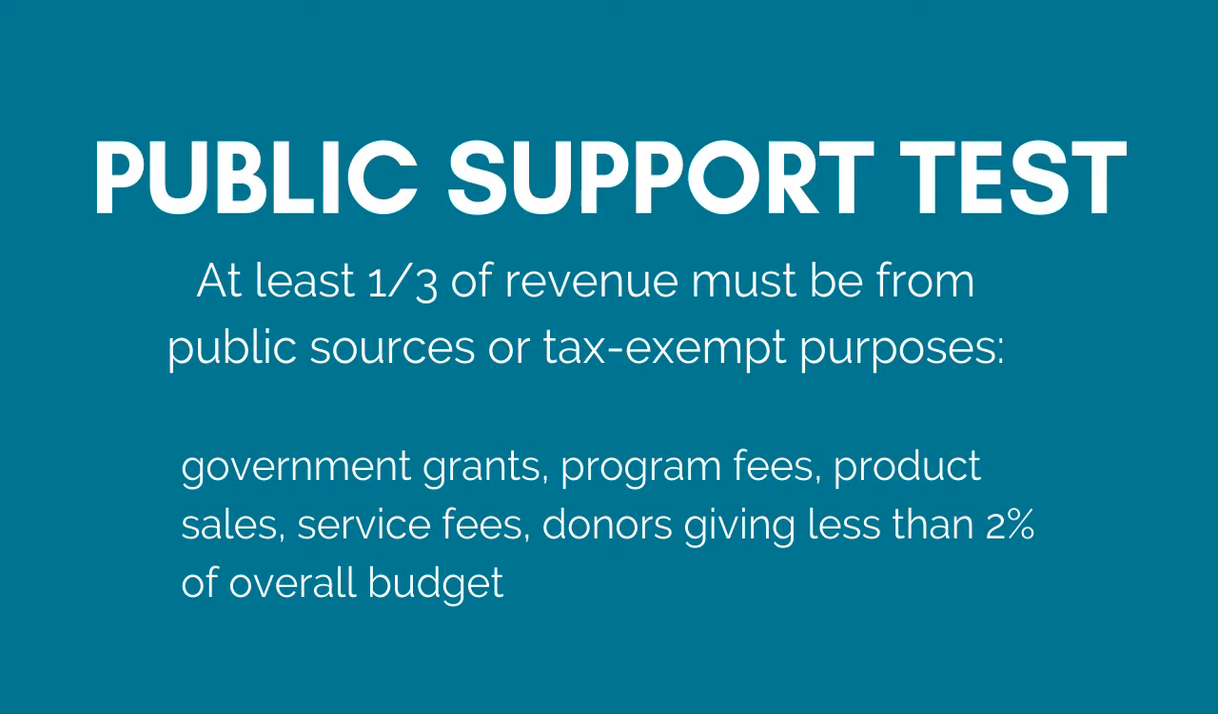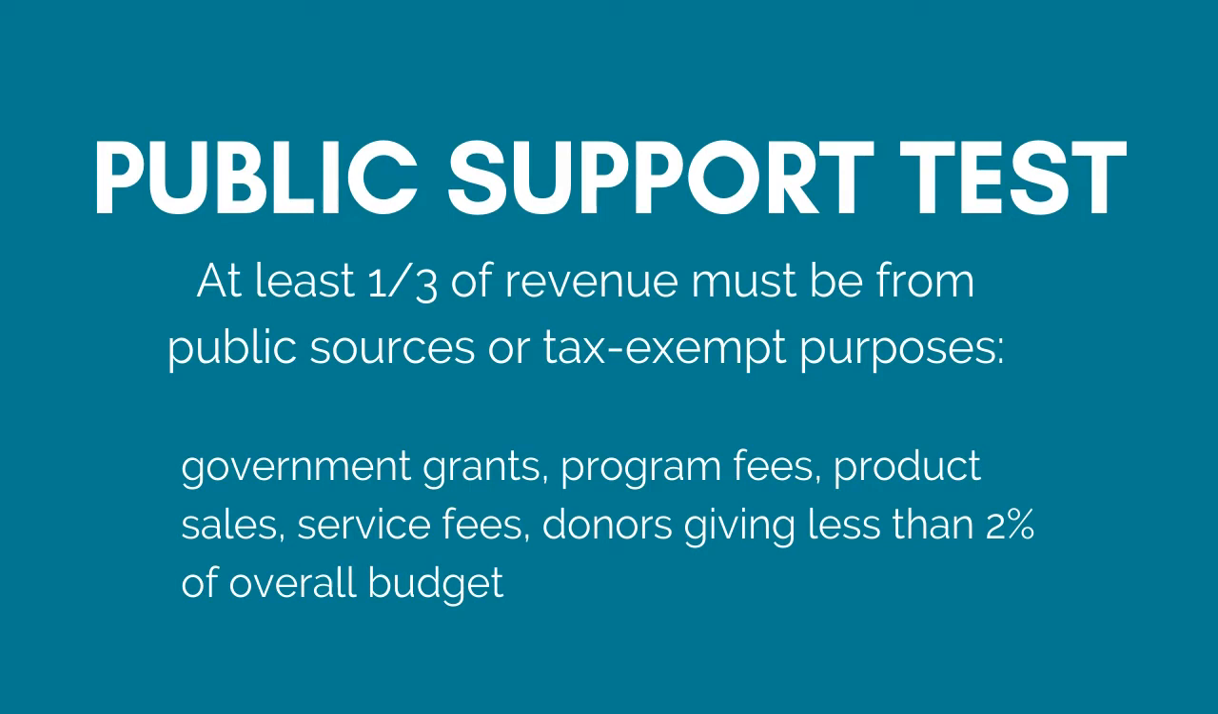So again, why is this important? It's important because the IRS wants to make sure that you are actually a public charity, that not one or two donors have a lot of sway on how money is spent in your organization. So they want to make sure that there's a diverse pool, and they use this public support test when looking at your tax forms to check that.